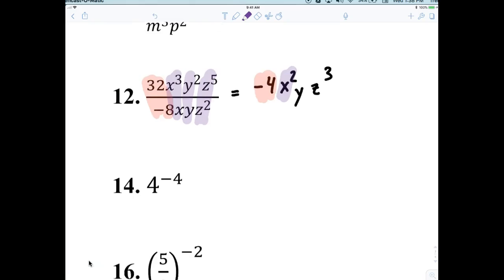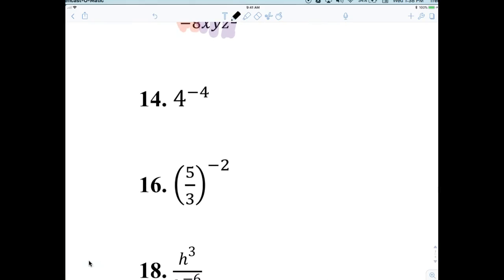All right. So now 14 is the important one. Again, the exponents apply to the numbers as well. This is 1 over 4 to the 4th. I don't care that it's 1 over 256. I don't care about that. I know the answer is 1 over 4 to the 4th because we're learning about exponents.